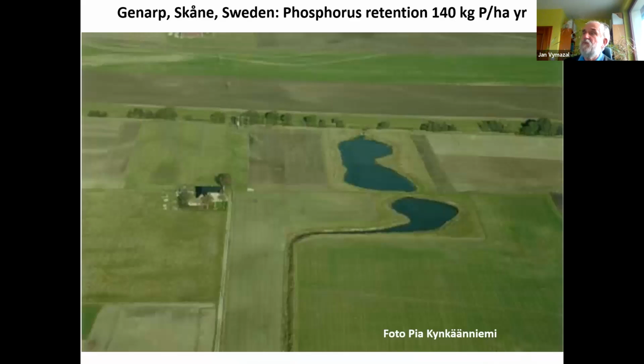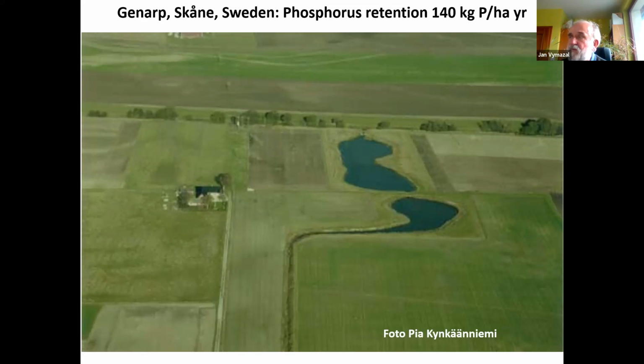Another picture is from Sweden. And as you may know, the south of Sweden is very flat and very agricultural. So those are the wetlands which treat agriculture drainage. And Sweden is well advanced in this sense.